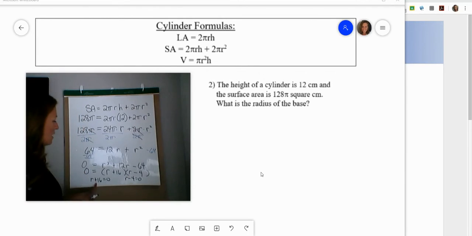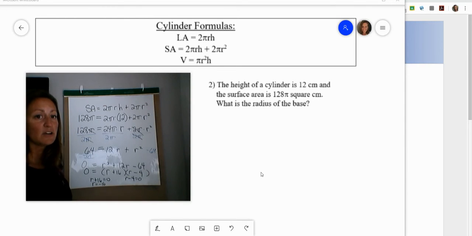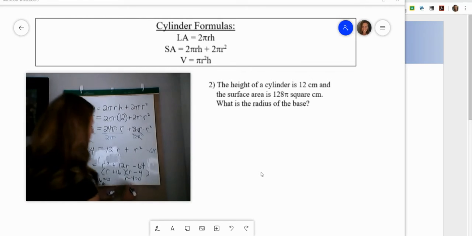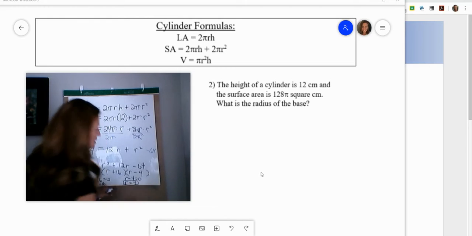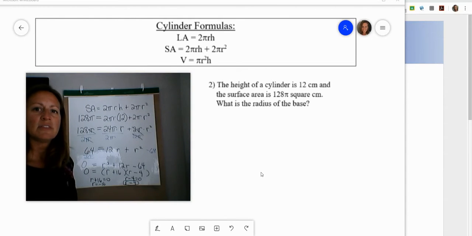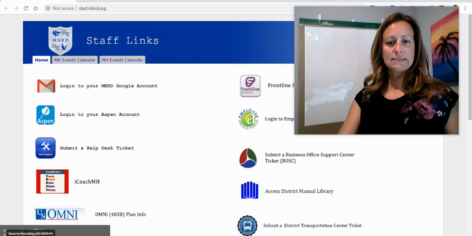On this side, getting r by itself, we end up with a negative 16, which actually I know cannot be the answer because you can't have a negative radius. But over here, we get r equals 4. So that must be the radius of this cylinder. I bet that was a surprise today, right?